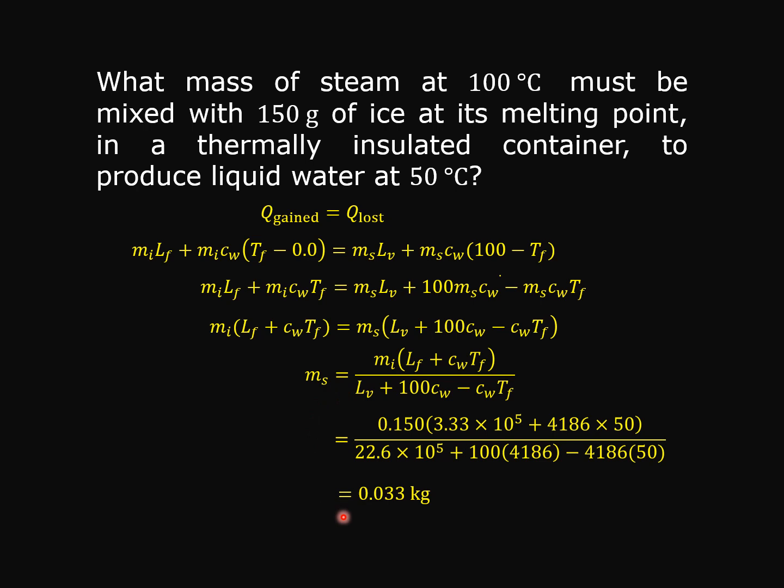So this is the mass. We say that this is the mass of the steam that is required to melt the 150 grams of the ice and to produce the liquid water at 50 degrees C.